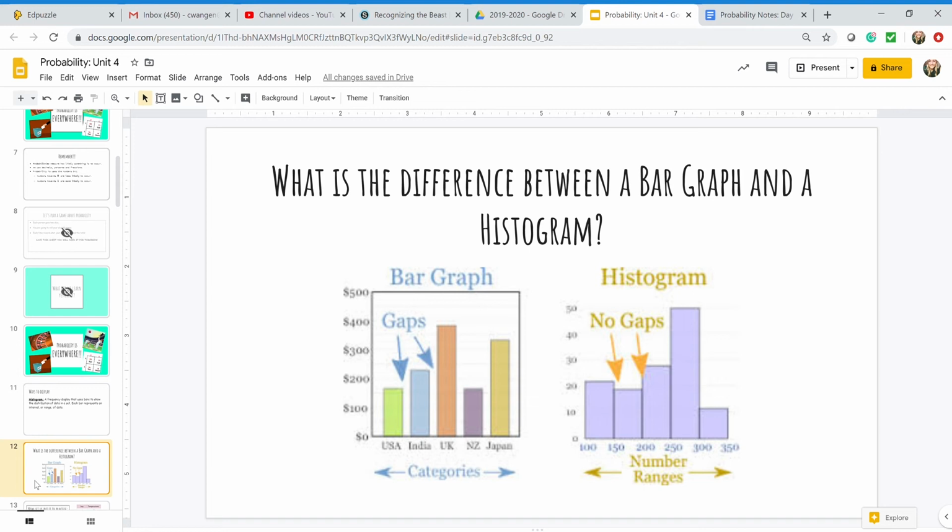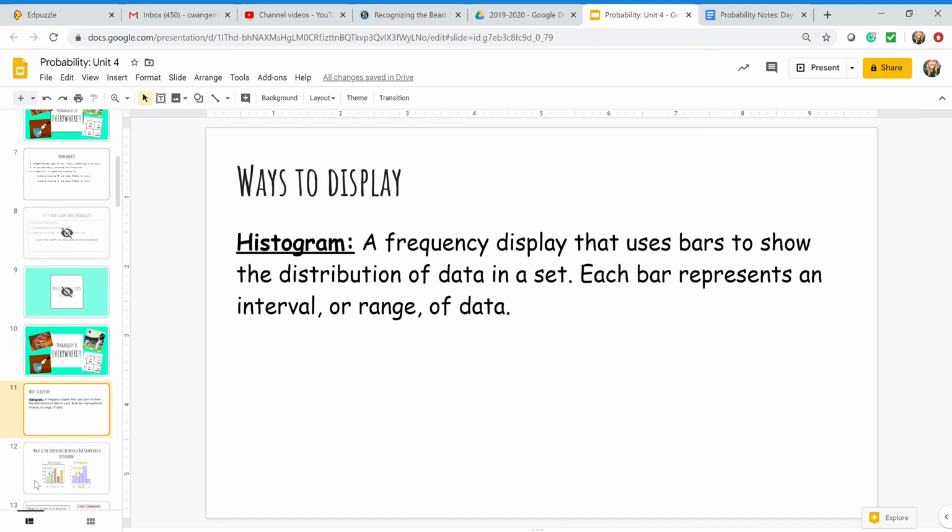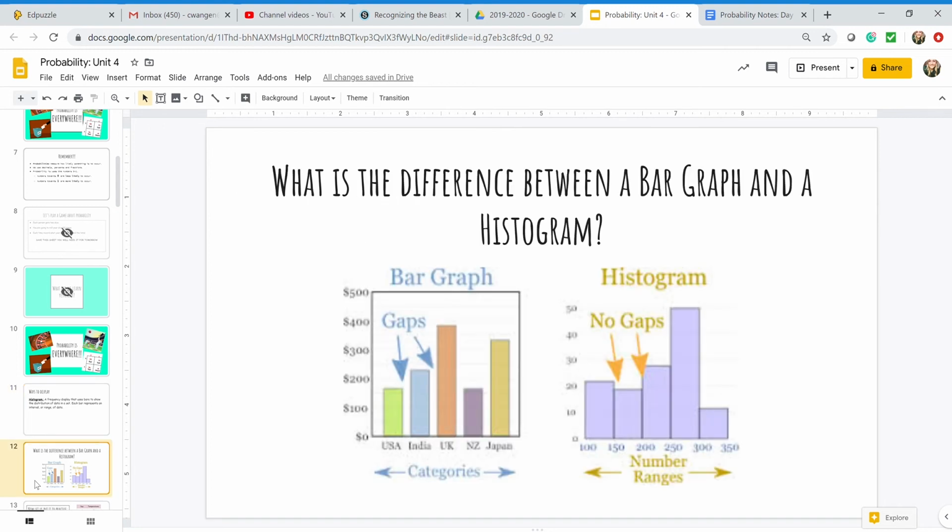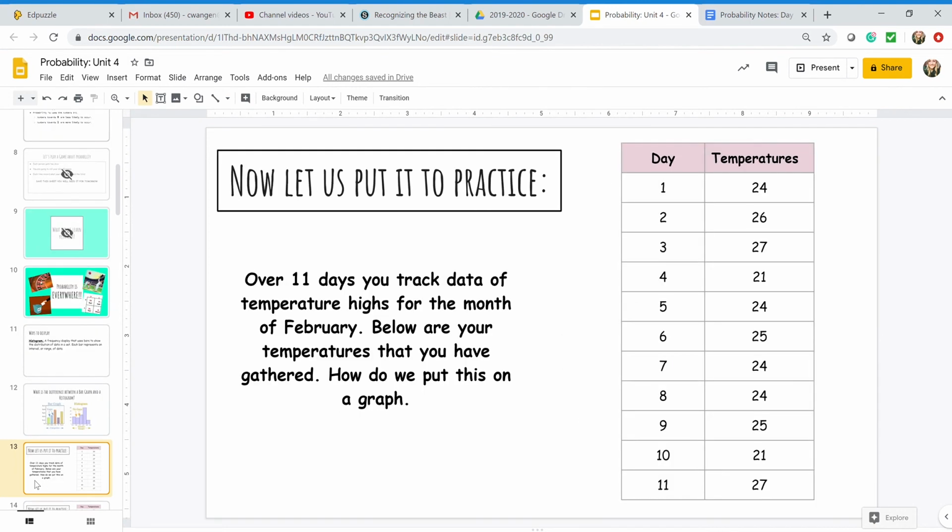Remember, ranges of numbers. So if we go back to the definition, it's a distribution of a data set. Each bar represents an interval or a range of data. We're not talking about categories, kind of like what the bar graph is saying here. So we're going to start putting this to practice. You have copies of all of this information in your note packet, and you're going to be asked to do this. I'll quickly go through it all, but then you're going to be asked to do this and upload it for class points today. So let's put it to practice.